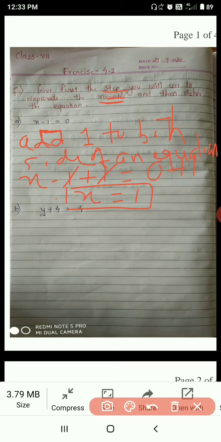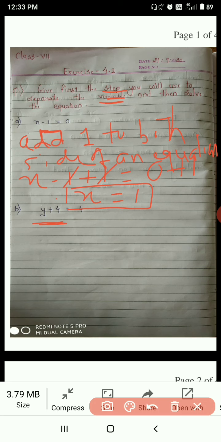Understood all of you? I hope you are getting my point. Now the second question, B. Here B is y plus 4 equal to 4. So we want to remove the 4, the 4 which is beside the variable. Here that 4 is plus 4. It means you have to remove plus 4 from the equation. So we will use the opposite sign of the same number. The opposite sign of plus will be minus.